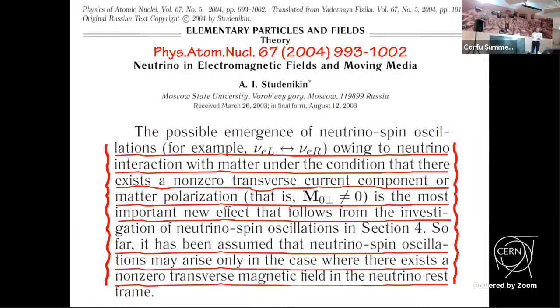The possible emergence of neutrino spin oscillations, for example, from left to right neutrinos owing to neutrino interaction with matter, under the condition that there exists a non-zero transverse current component of matter polarization, is the most important new effect that follows from the investigation of neutrino spin oscillations above. So far, it has been assumed that neutrino spin oscillations may arise only in the case where there exists a non-zero transverse magnetic field in a neutrino rest frame.